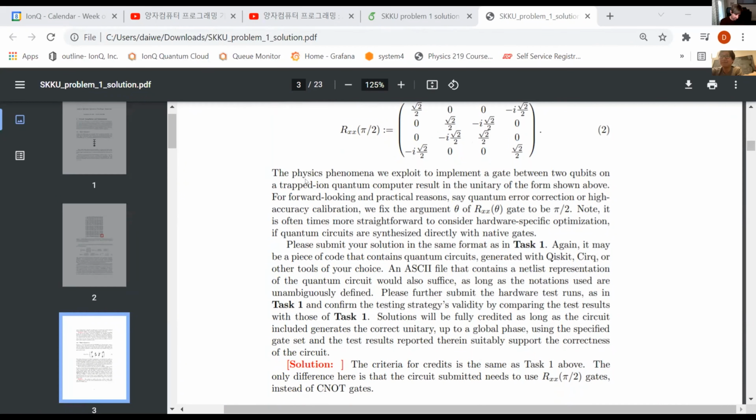So of course, the most straightforward and easiest way would be just to use a built-in function to decompose it. But alternatively, it shouldn't be too challenging to manually decompose the C NOT gate into RXX pi over 2.